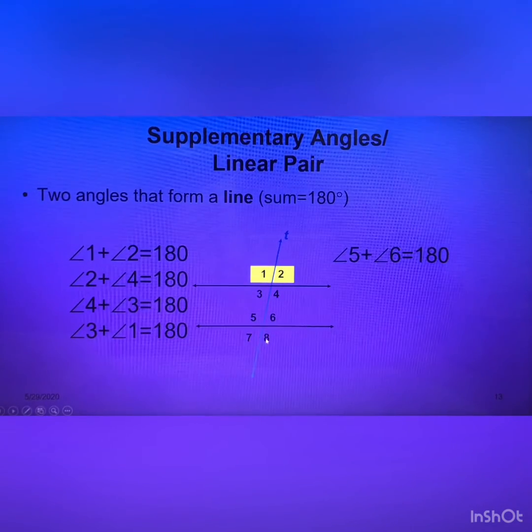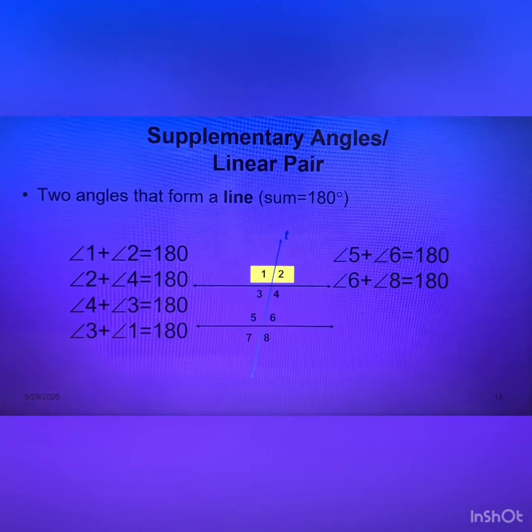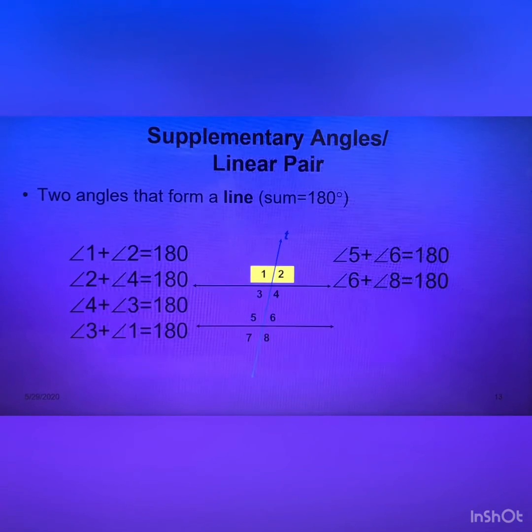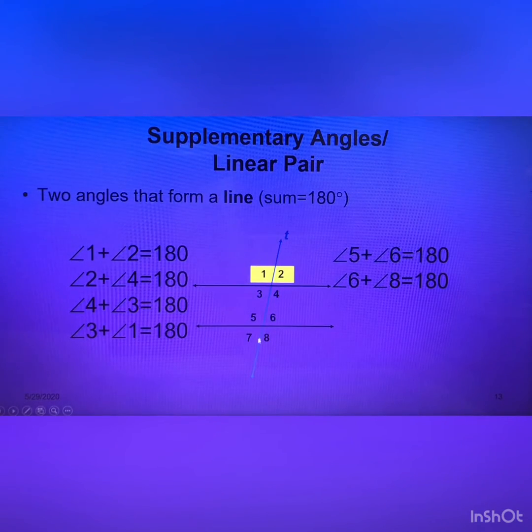Now about angle 6 and angle 8, these are also supplementary and a linear pair, because angle 6 and angle 8 just lie on a straight line and a ray just stands on this straight line. So angle 6 and angle 8 are also linear pair or supplementary. Similarly, angle 7 and angle 8 are also supplementary and a linear pair.